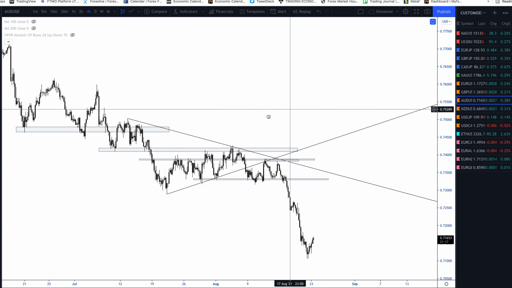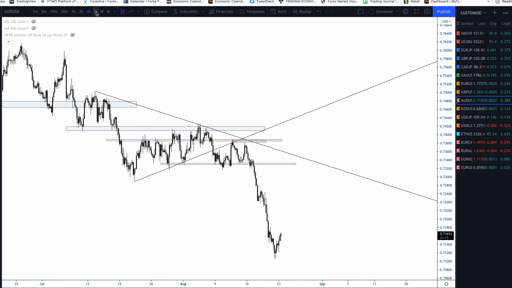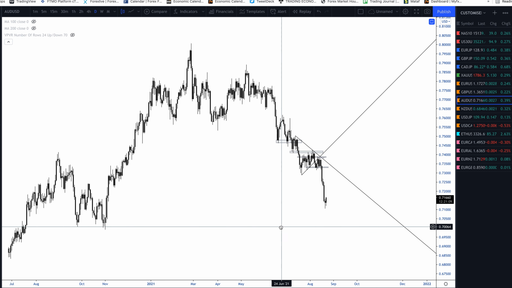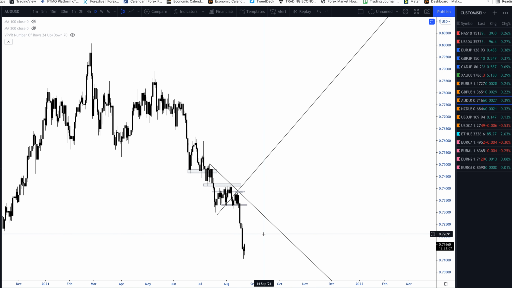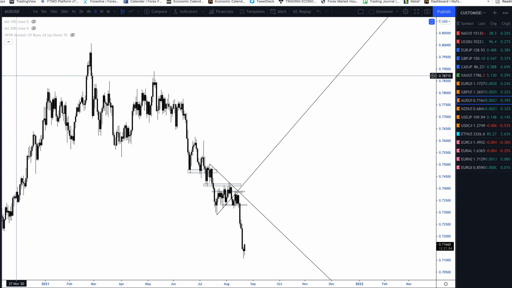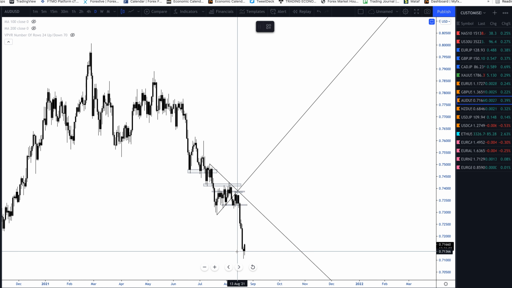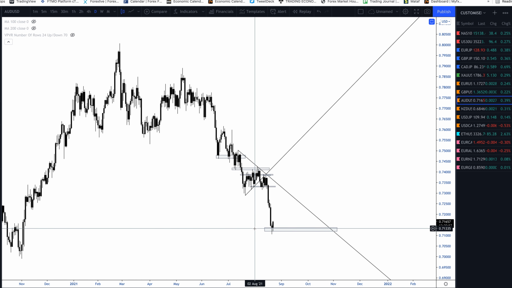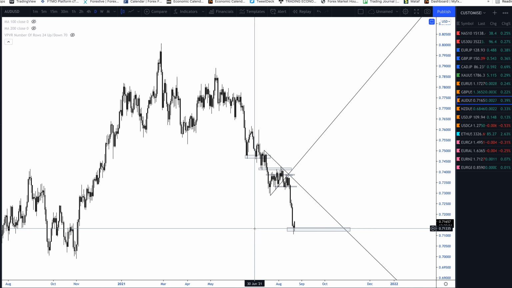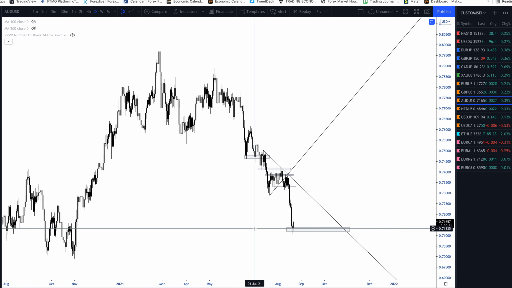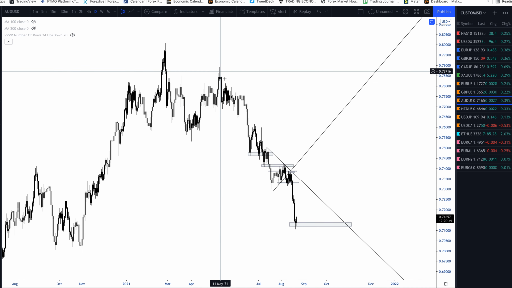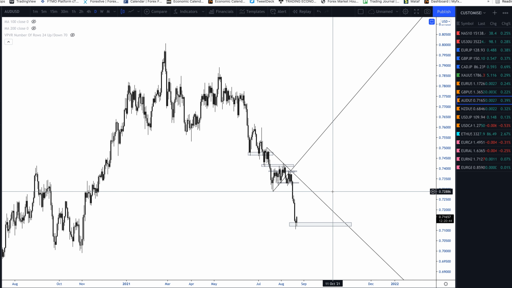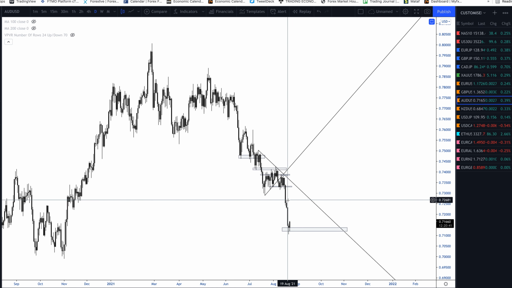AUD USD. It does look like price has made a level of support at this level. So can we potentially see a move upwards? I personally wouldn't be trading this chart because it's just not enough confluence and confirmations. Right now the market does look like it's moving down, so don't want to be trading against the market by going long. So I personally would just leave AUD USD alone.